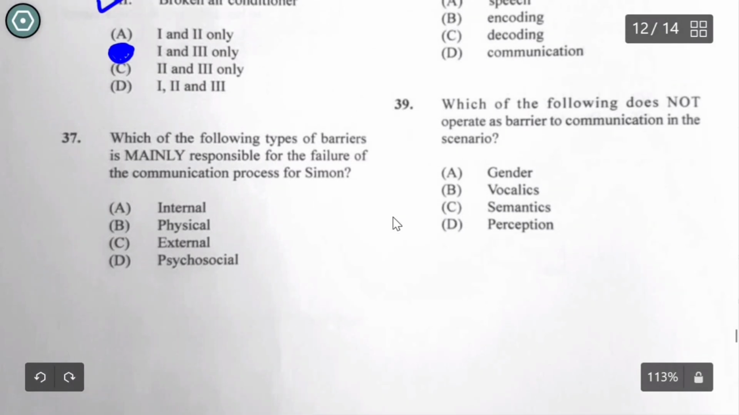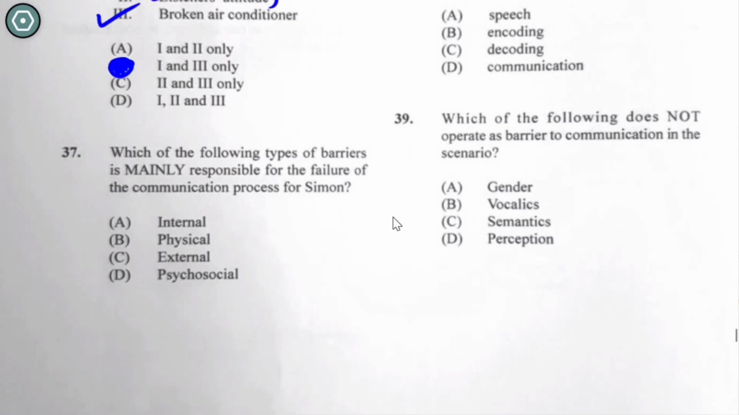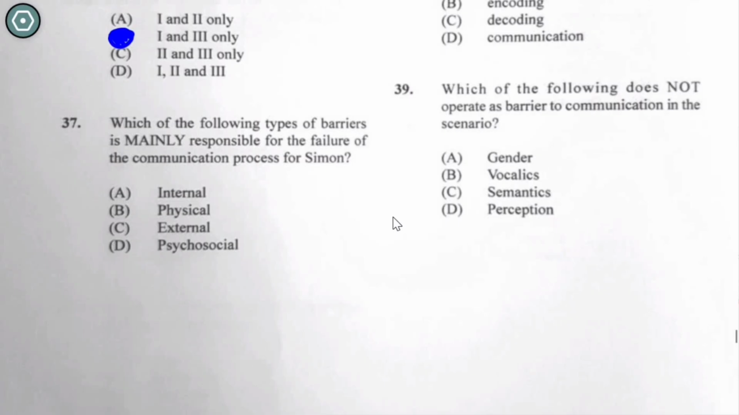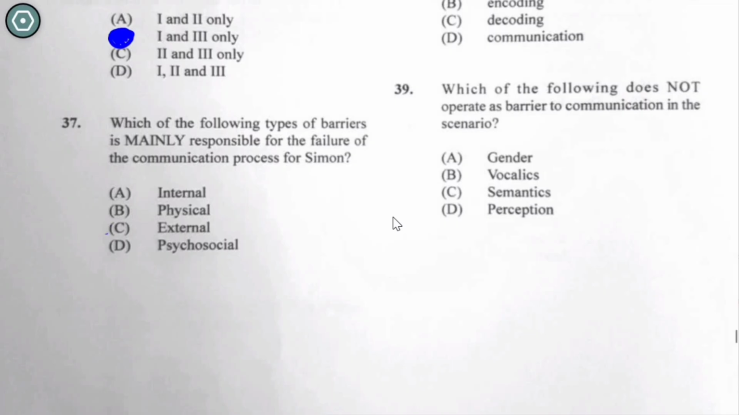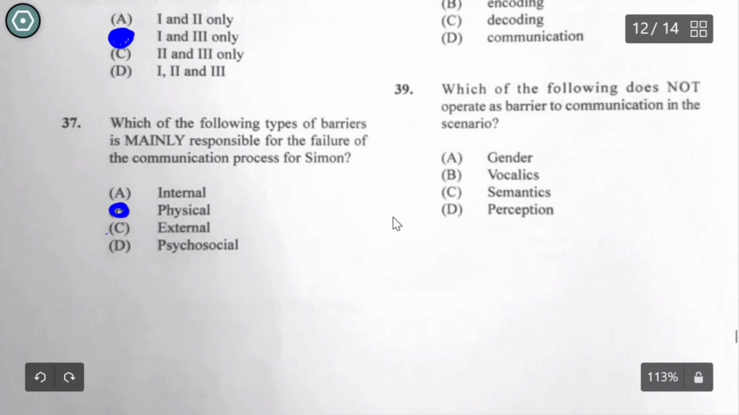37. Which of the following types of barriers is mainly responsible for the failure of the communication process for Simon? Internal, physical, external, or psychological? The broken air conditioner, the poor visual aid, all of those seem like external factors or physical factors. External. No, not really external, because I kind of feel that's his fault. It is his fault, so I'd go physical.